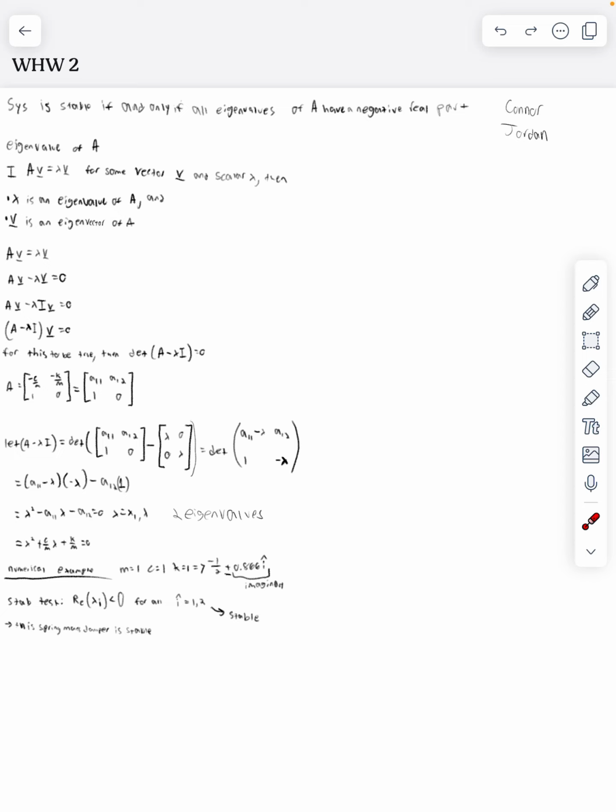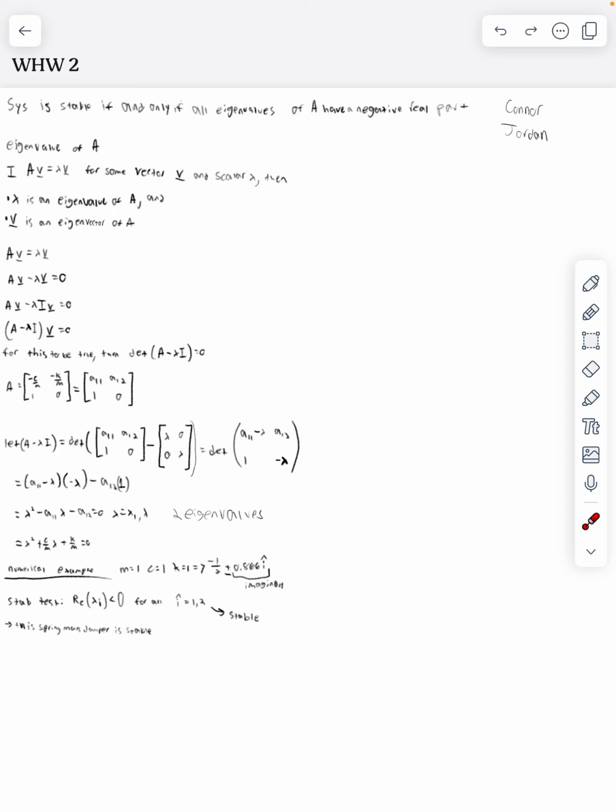For this to be true, then the determinant of A minus gamma times our identity matrix has to be equal to 0. So here we have our A, and we just replace the top row for simplified variables. And then we let this term be equal to the determinant of this matrix minus this matrix. And once we do that subtraction, we end up with this term here. Once we get the determinant of that, we end up with this quadratic as shown.